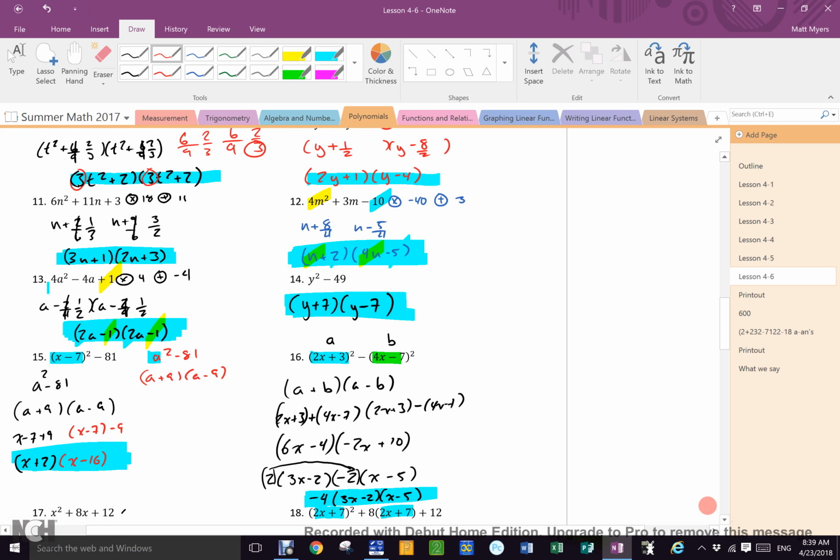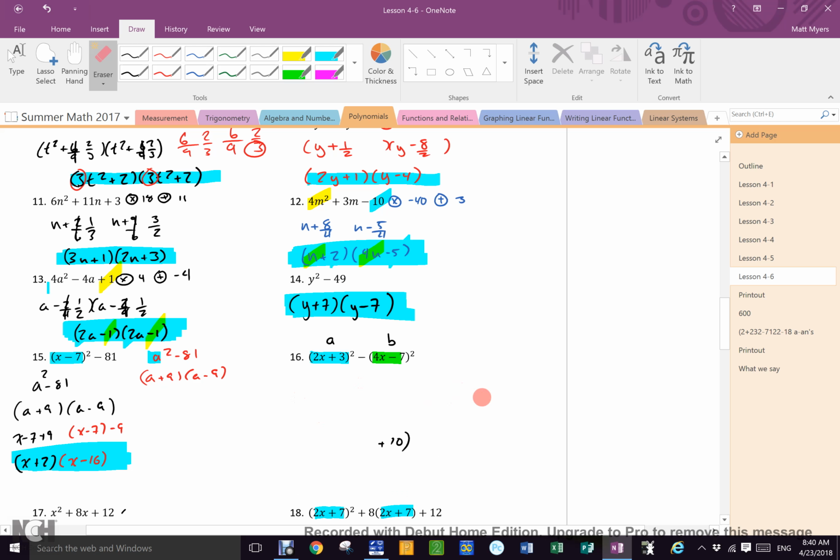In number 16, you will notice, and I'm going to erase it to show you, that it is a difference of squares, correct? Right? So since it's a difference of squares, we know it's the square root of the first thing plus the square root of the second thing, then the square root of the first thing minus the square root of the second thing, right?